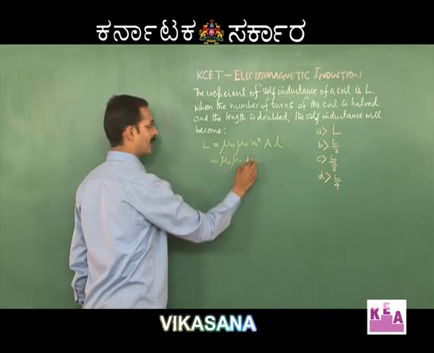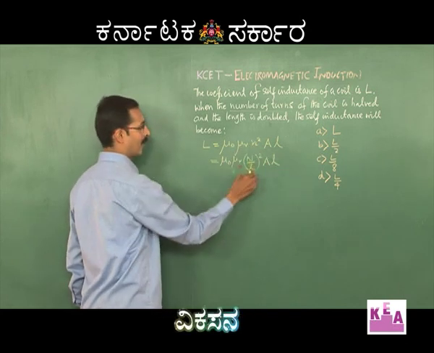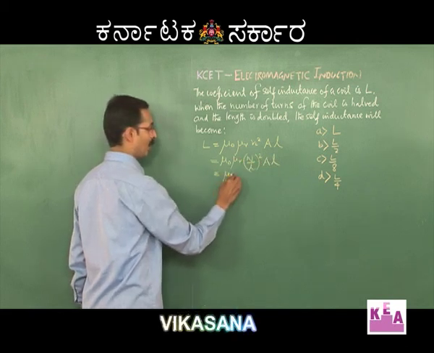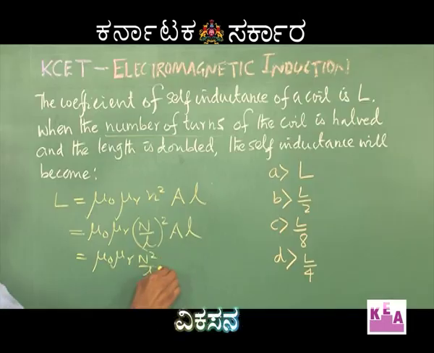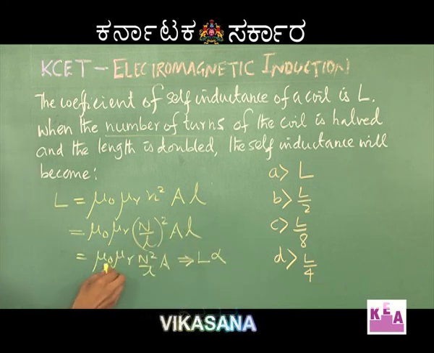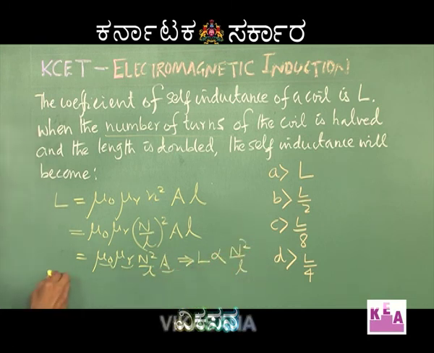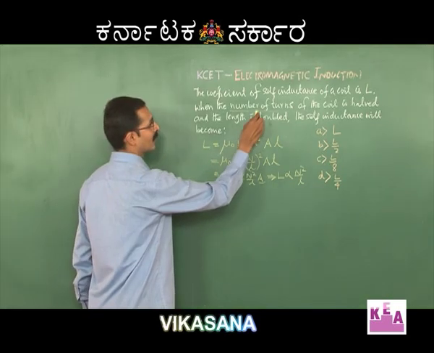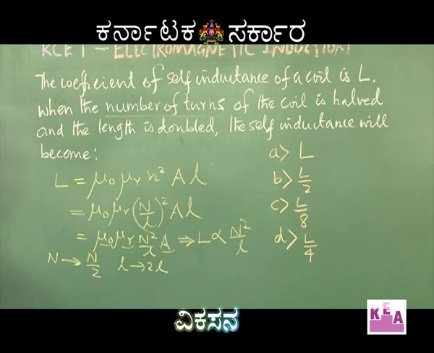n is number of turns per unit length, whole square, into A into L. n is N by L, whole square, into A. This is equal to mu naught mu r N square by L square into L, into A, that's all. This implies L is proportional to, we are not changing mu r here, mu naught cannot be changed, we are not changing A, therefore L is proportional to N square by L. Now we are changing the number of turns to half, number of turns is halved and the length is doubled, L is changed to 2L.